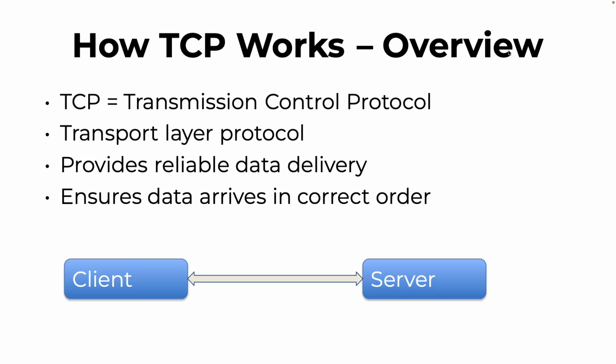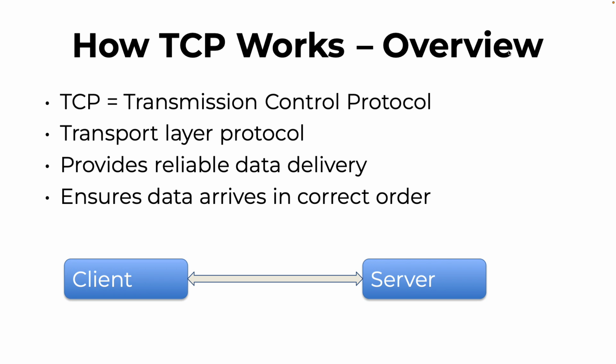Hello. Today we will understand how TCP works. TCP stands for Transmission Control Protocol. It is at level 4 in the OSI model, which I discussed previously. The main aim of TCP is to provide reliable data delivery between the two devices. Here, for example, let's consider client and server as the two devices. A client can be a browser and a server can be an actual API server.